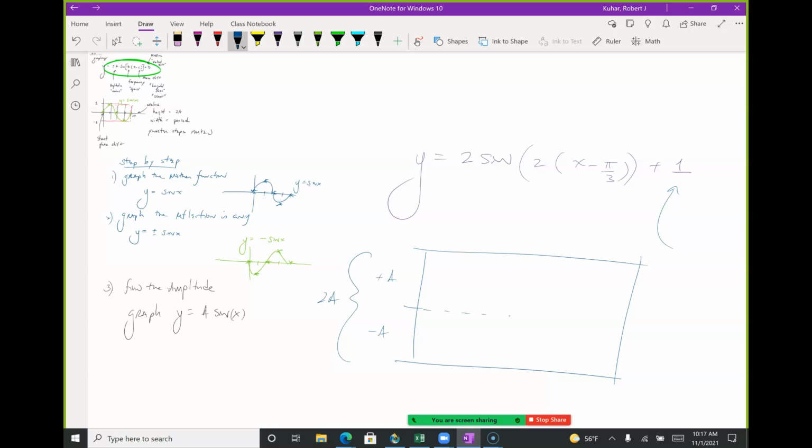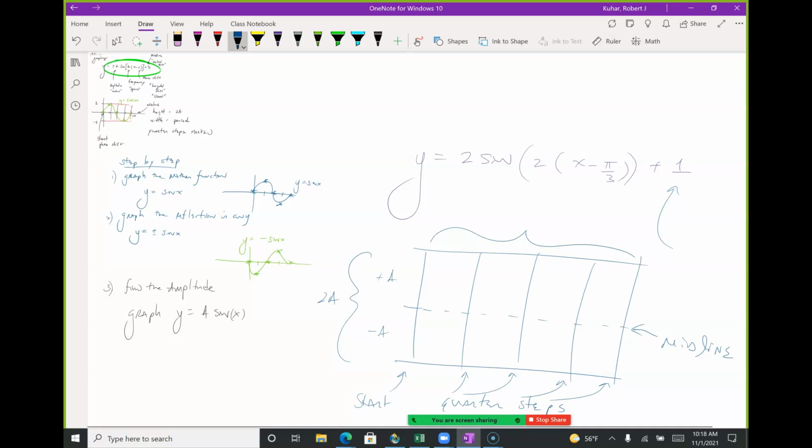This is my midline. These are my quarter steps, right? This is my start. These guys are all my quarter steps, right? 1, 2, 3, 4 quarters, right? This is my midline. And this distance is the period, right? Which is going to be 2 pi over b. So that's going to give me my whole rectangle.